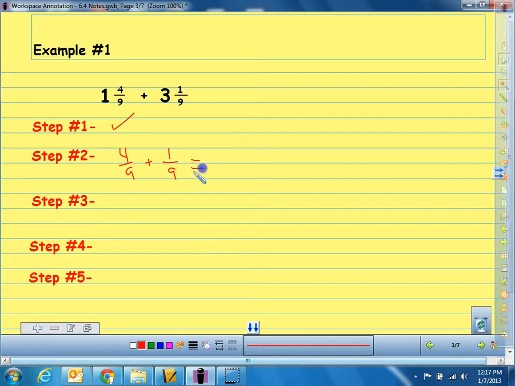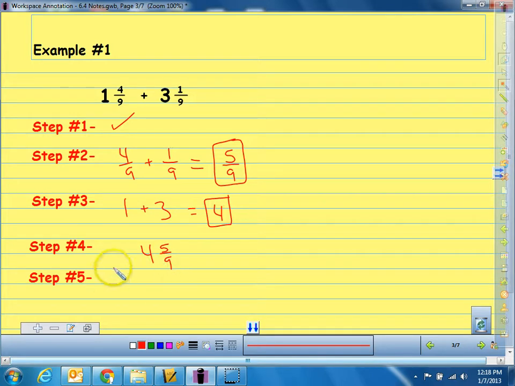When we do that, we've got our common denominators, so we just add the tops. Remember, adding fractions, don't be lame, just add the tops when the bottoms are the same. It still applies here. So we've got 5/9 as our answer here. Then the third step was to add the whole number part. So now I have a 1 plus a 3 to equal 4. Step 4 is simply to put them back together. We're going to have 4 and 5/9.